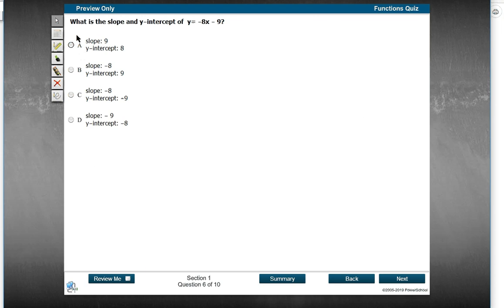Moving forward, again, we're on that second half now. It says, what is the slope and y-intercept of the equation y equals negative 8x minus 9? This is, again, a super easy one because all you're saying is, okay, can I identify our slope m, and can I identify our y-intercept, which is b?